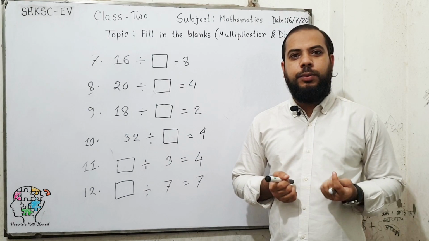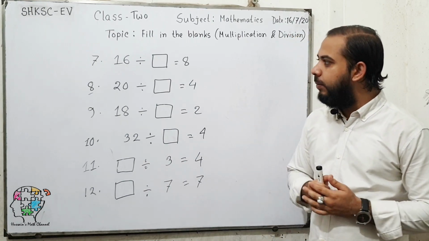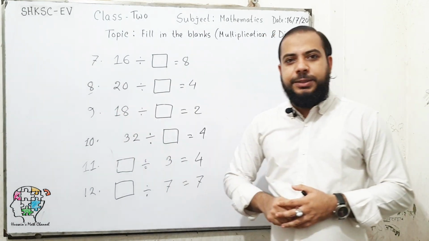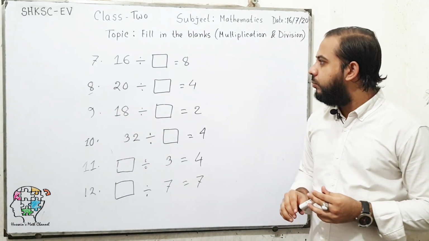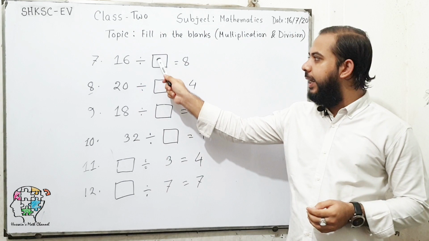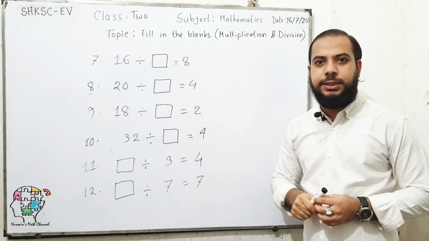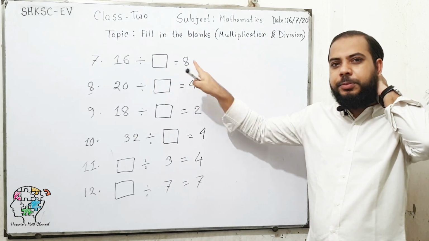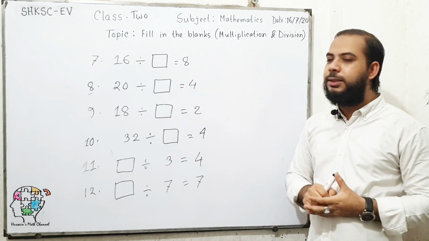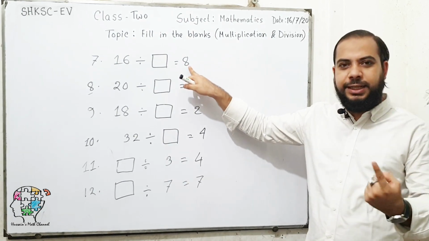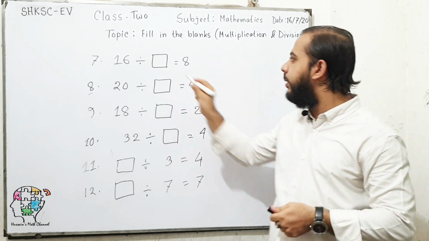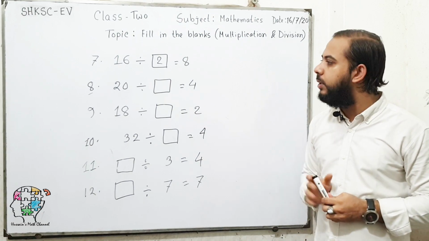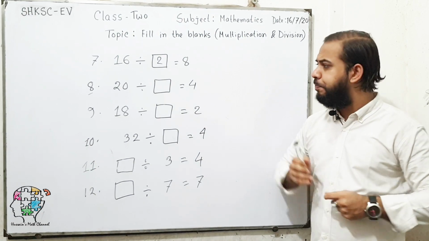Alright, now we will see some fill in the blanks from division. But first, question number 7. You can see 16 divided by blank equal to 8. So how can you solve this? If you just say the multiplication table of 8, you can find this answer. 8 times 1 is 8, 8 times 2 is 16. So the answer will be 2. You can also do rough work if you need.